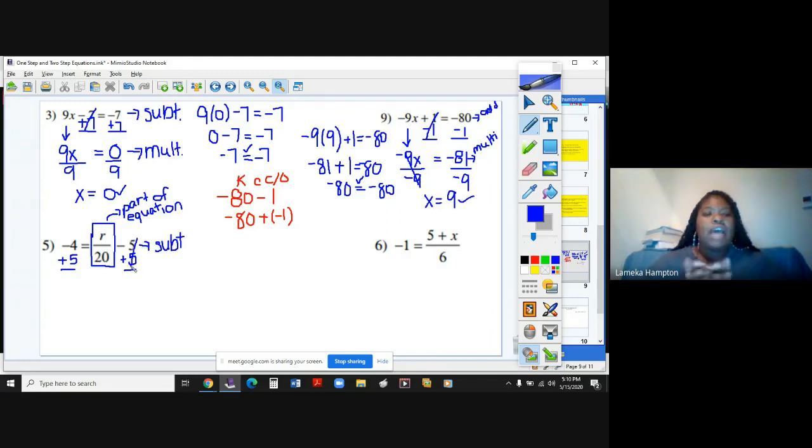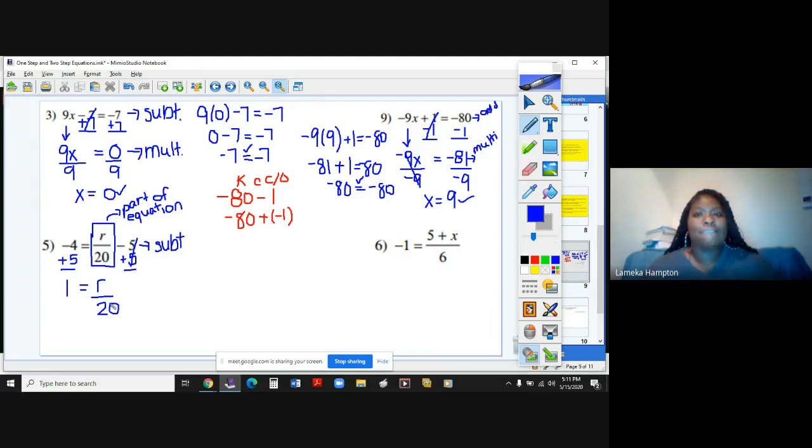Now, when I do that, my -5 and my +5 cancel out, and I am left with this. So make sure you pay attention, because if you blink, you may miss it. Okay. So 5 minus 4, that leaves me with 1. Okay. And that's going to be equal to r over 20.